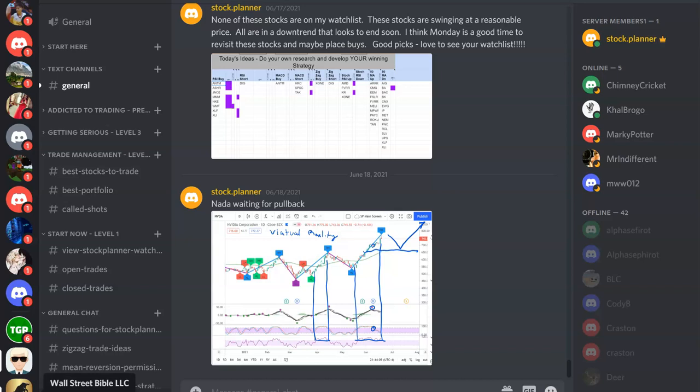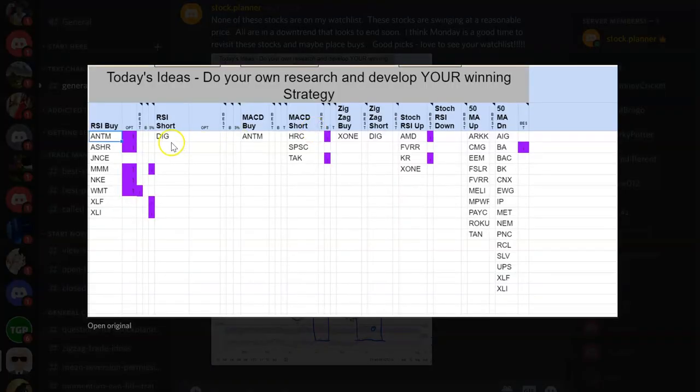I have a Discord chat under Stock Planner. It's free. And most days I put my signals out there. These are my RSI buys and RSI shorts. We'll take a couple looks at these. These are signals that I get programmed. Let's see if they're something we might want to take some action on.